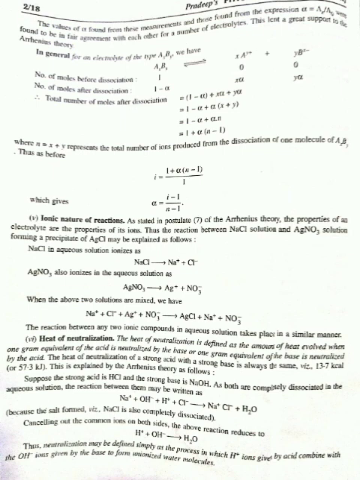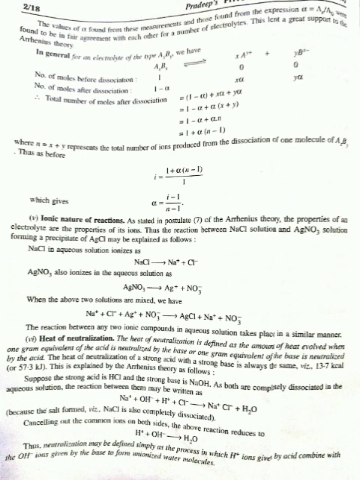Sixth, heat of neutralization. The heat of neutralization is defined as the amount of heat evolved when 1 gram equivalent of the acid is neutralized by the base, or 1 gram equivalent of the base is neutralized by the acid. The heat of neutralization of a strong acid with a strong base is always the same. We have 13.7 kilocalorie or 57.3 kilojoule. This is explained by the Arrhenius theory as follows.